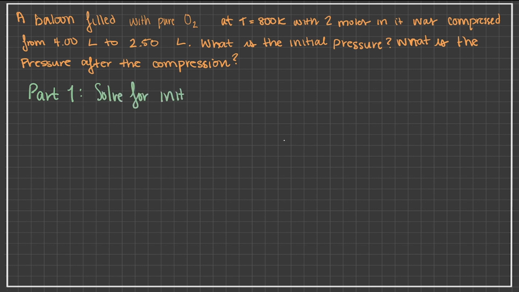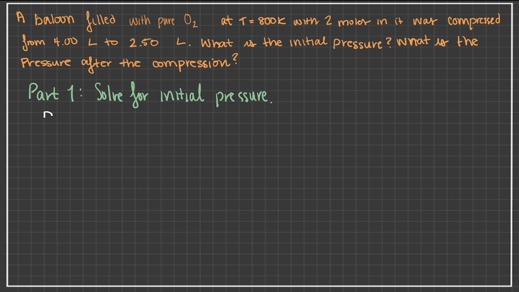For our first part, we're going to solve for the initial pressure using our perfect gas law. We're going to be able to use our perfect gas law because we want to note that in the problem itself, we see that it is only pure O2. We also want to note that unless stated, we are going to say that our gases act ideally because of the kinetic molecular theory of gases.